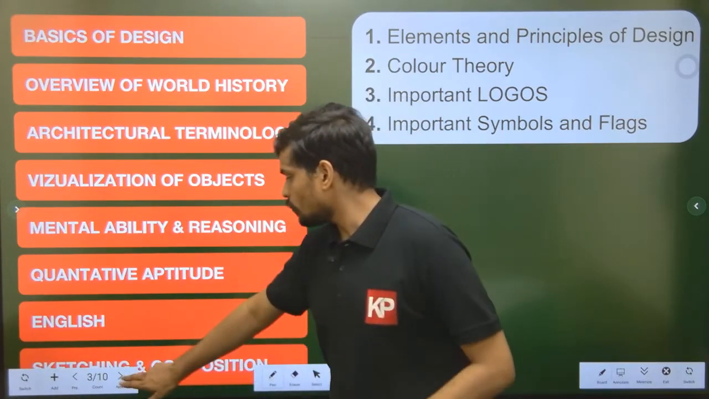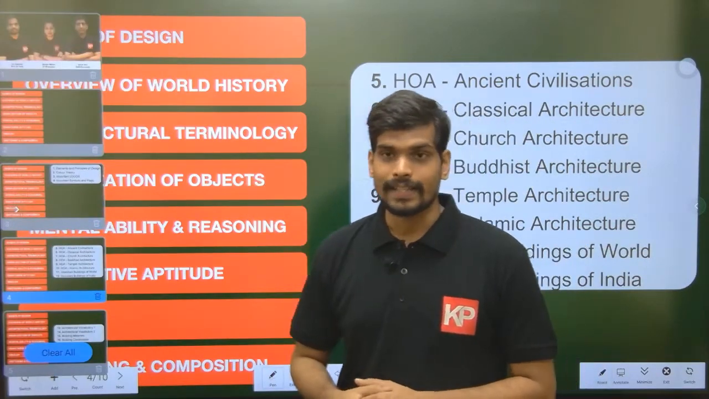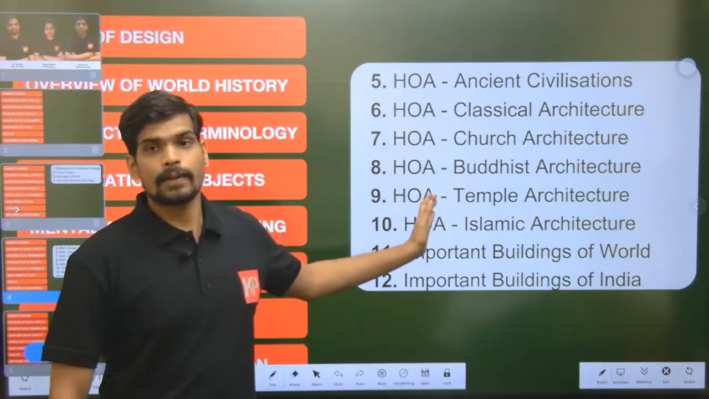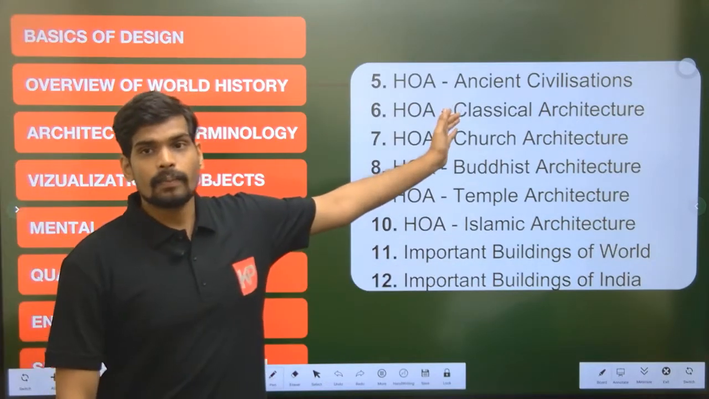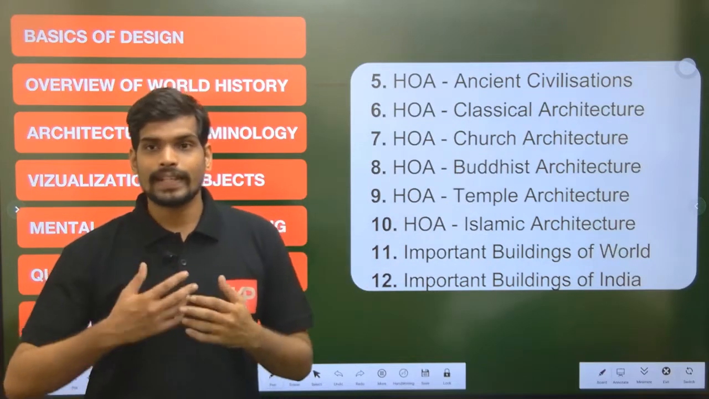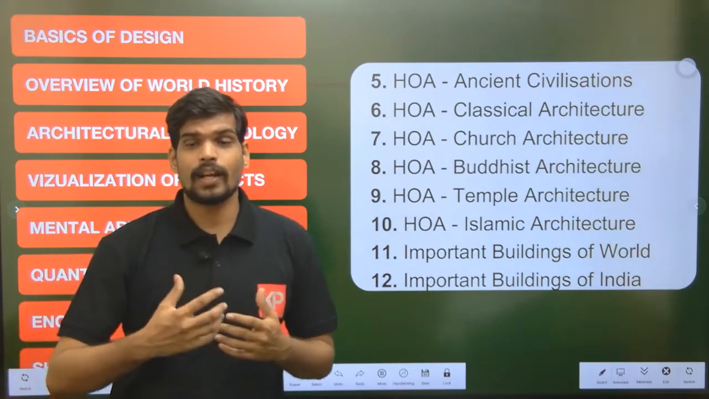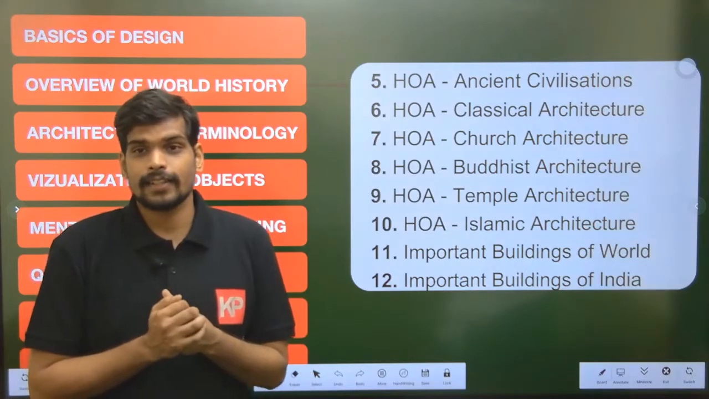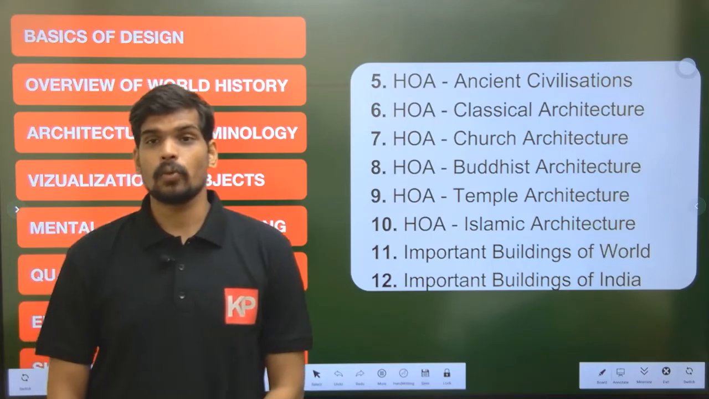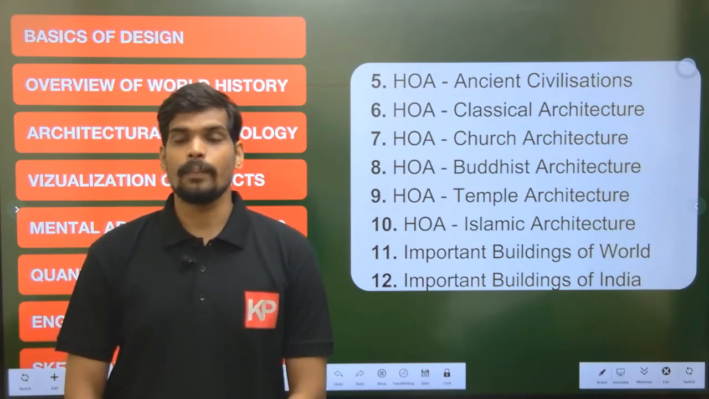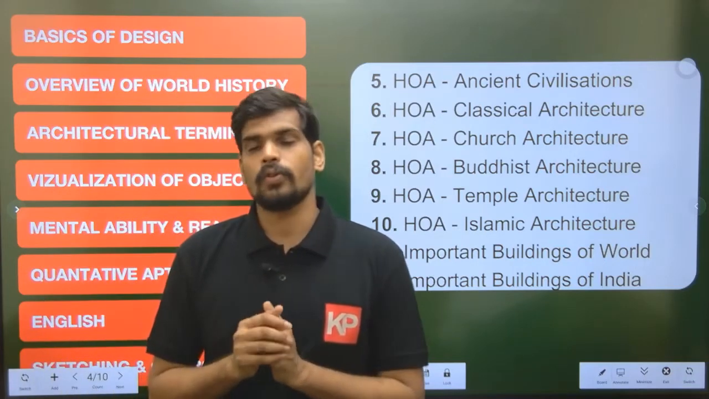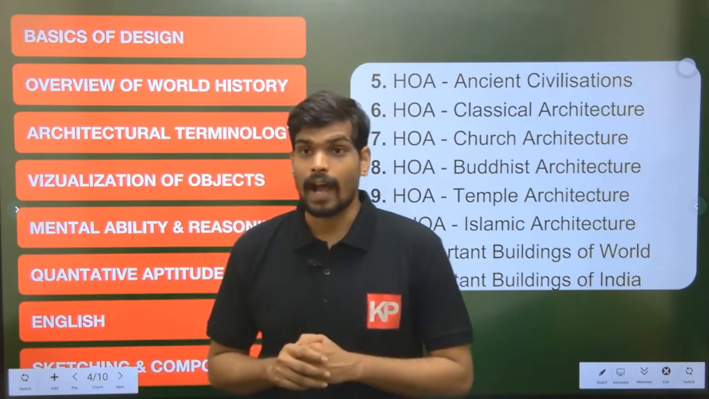The second module, module number 2, is overview of world history and world architecture. Under this we will cover various aspects of the history of architecture, starting from the ancient civilizations or ancient architectural styles, moving through various phases of Hindu architecture, Buddhist architecture. So we'll study the history of architecture under various styles, and finally we will be looking into important buildings in India and also important buildings across the world. So this will cover the content for the second module, which is overview of world architecture.